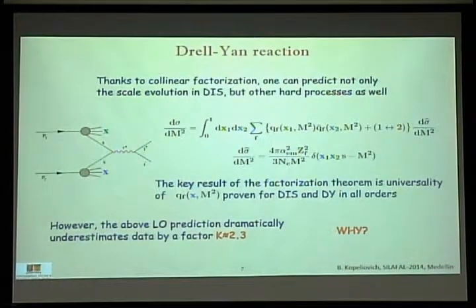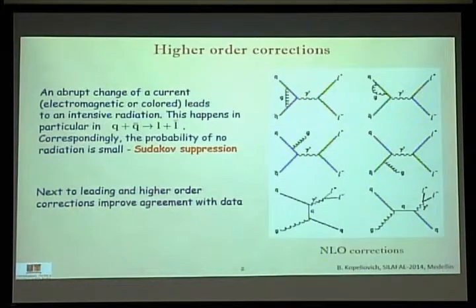So since we know this quark density, we can make a prediction, and it was a surprise in the early years of factorization that the calculation fails. It underpredicts the Drell-Yan cross-section by a so-called K factor, which is pretty large, about 2.3. And the reason why it happens is intuitively pretty clear. It comes from the Sudakov suppression.